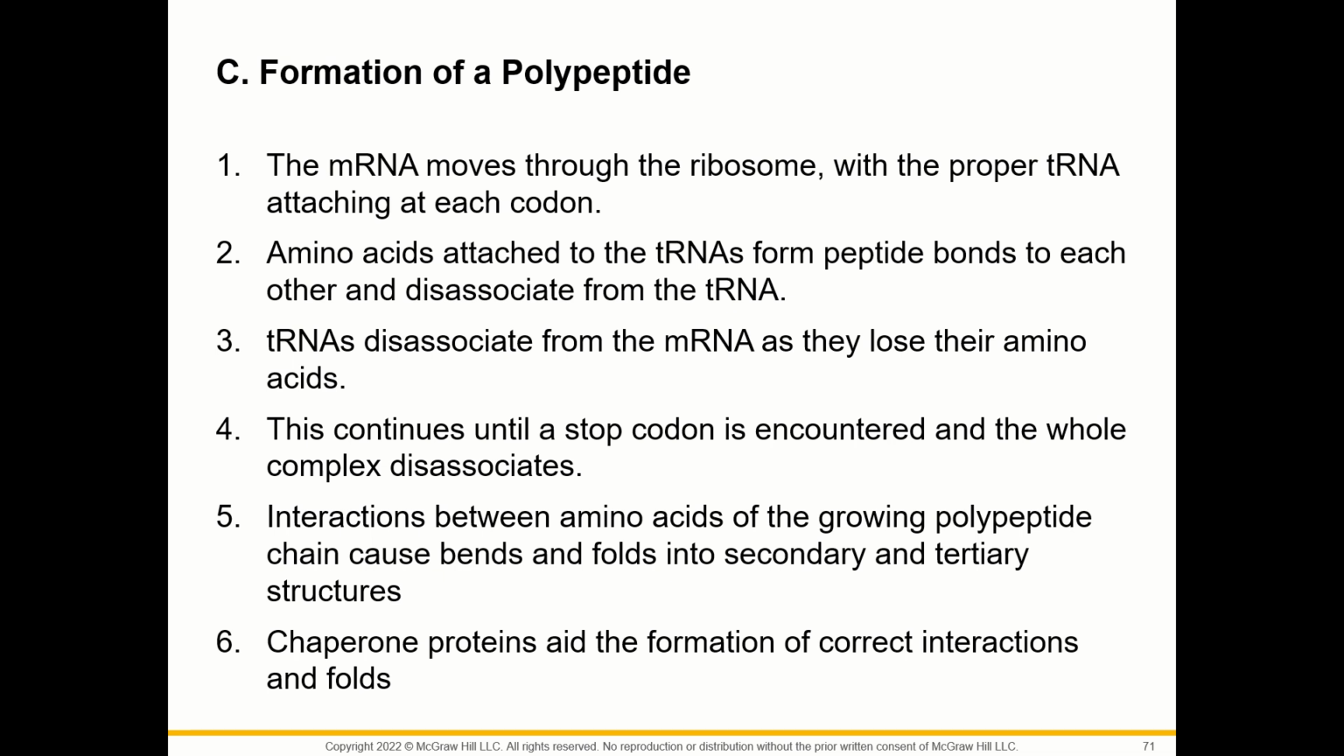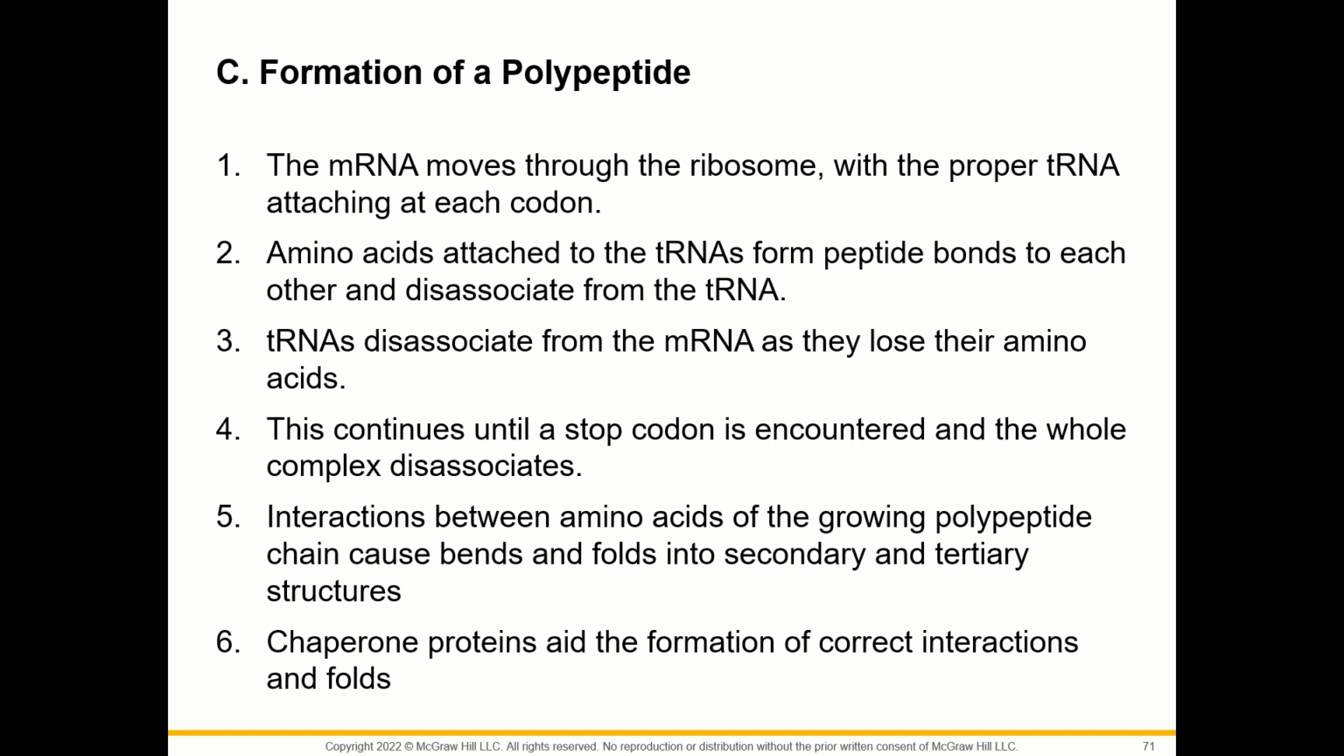But without further ado, this is the next part of section 3.4, the protein synthesis and secretion. So here we're at the actual formation of the polypeptide. And it's basically what I've just said over and over again. So you've probably already read this as I was blabbing on.